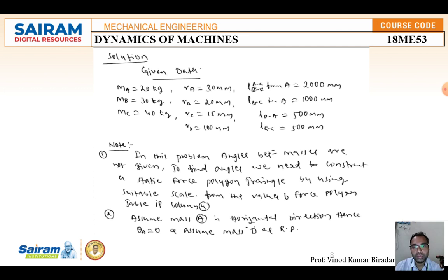So in this problem the angles between the masses are not given. To find these angles, construct a static force polygon diagram, that is a triangle. If you construct that, you are going to get the angles, so that we can solve the problem very easily. So these are different types.